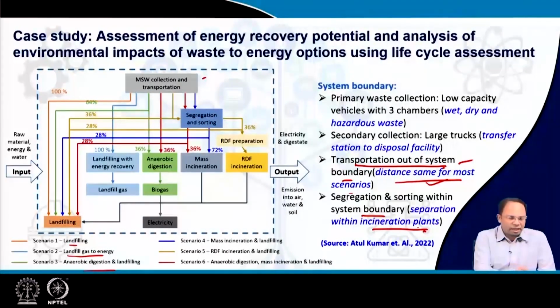So over here you can see the inputs and the outputs, and MSW collection and transportation is over here. In scenario 1, which is landfilling, in this particular color, you can see 100% of the waste goes into the landfill site. Whereas in scenario 2, which is in blue color, this also goes into the landfill site, but landfilling with energy recovery is there and landfill gas is produced. So 100% goes into this one. In case of scenario 3, which is aerobic digestion and landfilling, you can see that 36% comes from aerobic digestion, the rest 36% goes into the landfill site. From here also the biogas is being produced, and finally electricity generation.